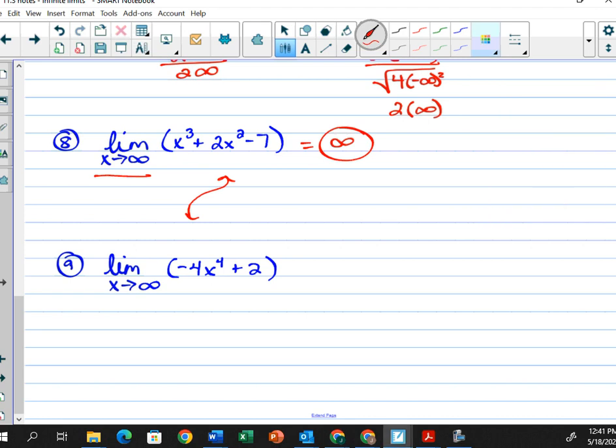So guys, that is a 4th degree polynomial with a negative leading coefficient. What are you visualizing? This, right? So as x goes towards infinity, your graph goes towards negative infinity. Yep. You got it? Okay.